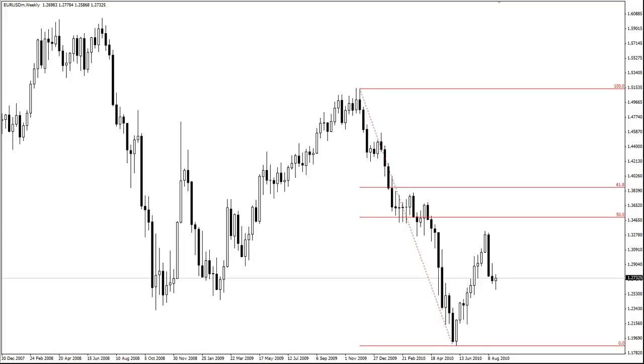Today is Saturday, August 28, 2010. I'm looking at a chart of the Euro US dollar weekly here.